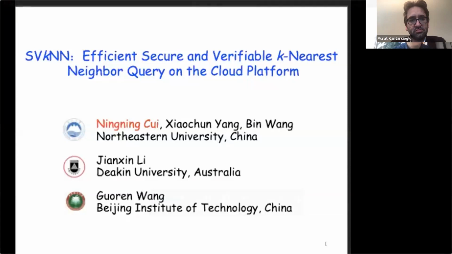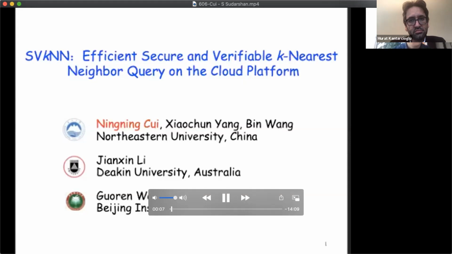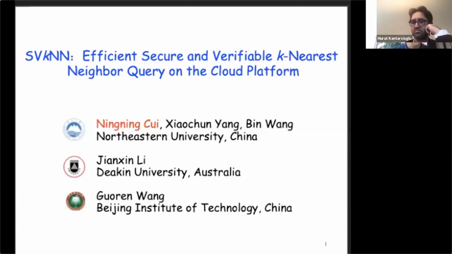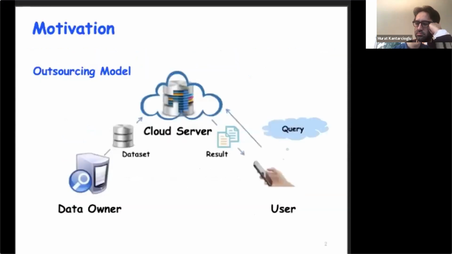Good afternoon, everyone. My name is Ningning Cui. I come from Northeastern University. The title of my presentation today is Efficient, Secure, and Verifiable k-Nearest Neighbor Query on the Cloud Platform. As we know, the outsourcing model is the most popular in the cloud environment. Under this model, it mainly involves three entities: the data owner, the user, and the cloud server. The data owner outsources their data to the cloud, and the cloud server, rather than the data owner, provides the searching service for the user.